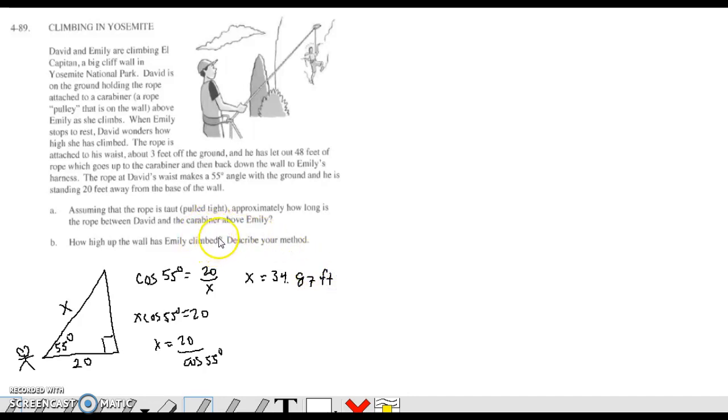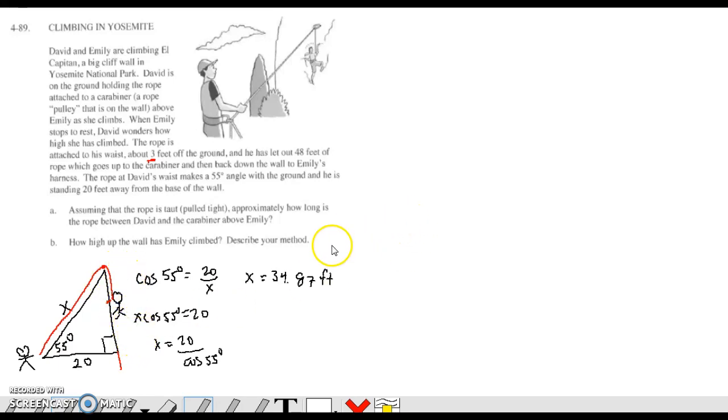Okay. Now for the second one, what we want to know is where Emily's at. Right, so Emily is up on this cliff, right? So she's rock climbing down here, and here is that rope. So it's going up, right, and then it's coming down. Okay, so what we want to know is how high Emily climbed, right? So we want to know this distance from here all the way to the ground, and we have to remember that he's 3 feet off the ground. So the first thing I want to do is find this whole length right here.